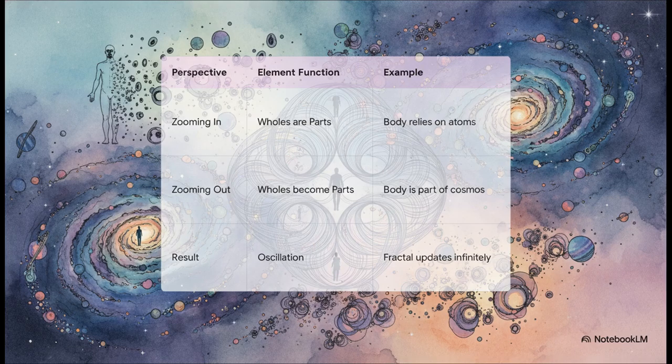Now, if you zoom out, the whole becomes a part of a larger system. Your body is just a part of the vast cosmos. The result is this beautiful centerless oscillation. The karmic fractal updates infinitely. What we conventionally label as an individual is really just a temporary nexus where collective and cosmic processes intersect. There is no ultimate, solid boundary separating you from the rest of the universe.